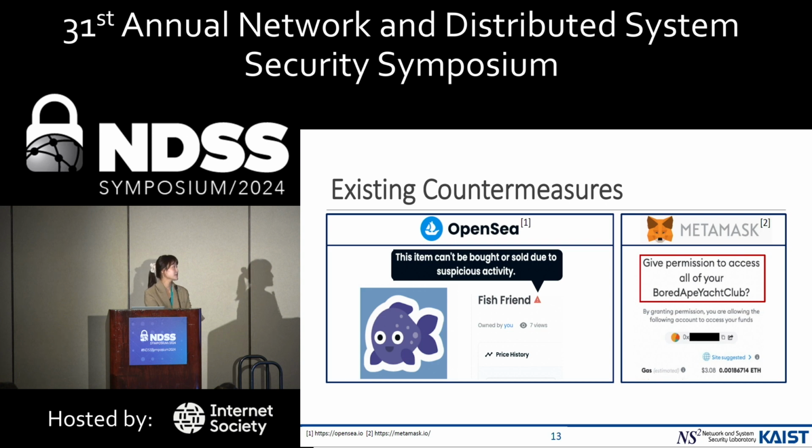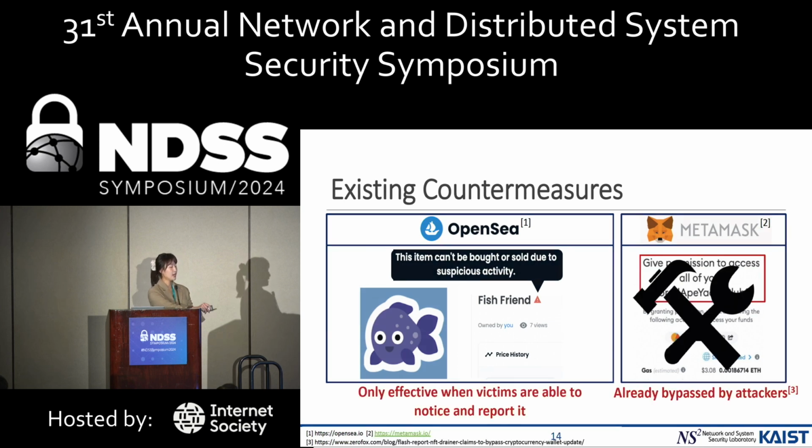As the damage caused by draining is increasing, efforts to combat NFT drainers have also appeared. One of the biggest NFT marketplaces, OpenSea, has implemented a policy to block trading of stolen items if there is a victim's report. Also, crypto wallet MetaMask has implemented a phishing warning if the transaction requests a certain function. However, the OpenSea policy is only effective when victims are able to notice and report it. Also, the MetaMask warning feature has already been bypassed by tools developed by the attackers.